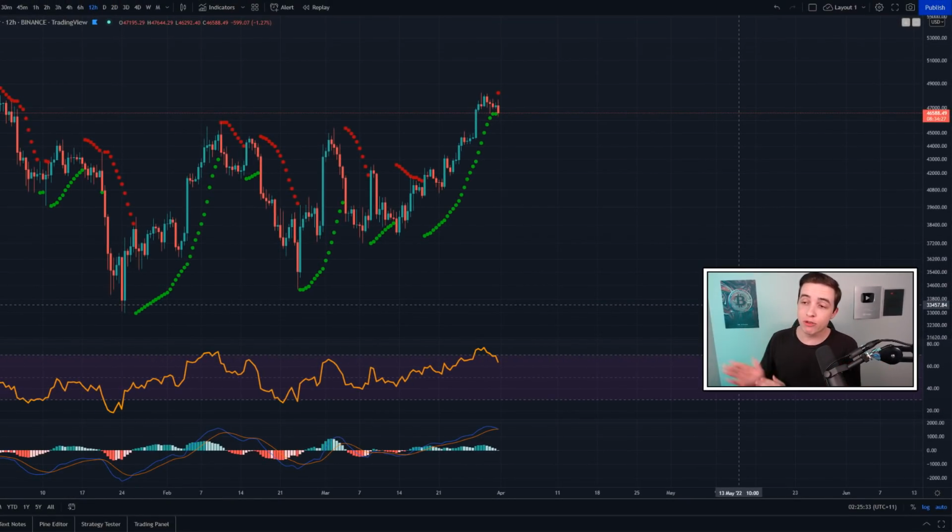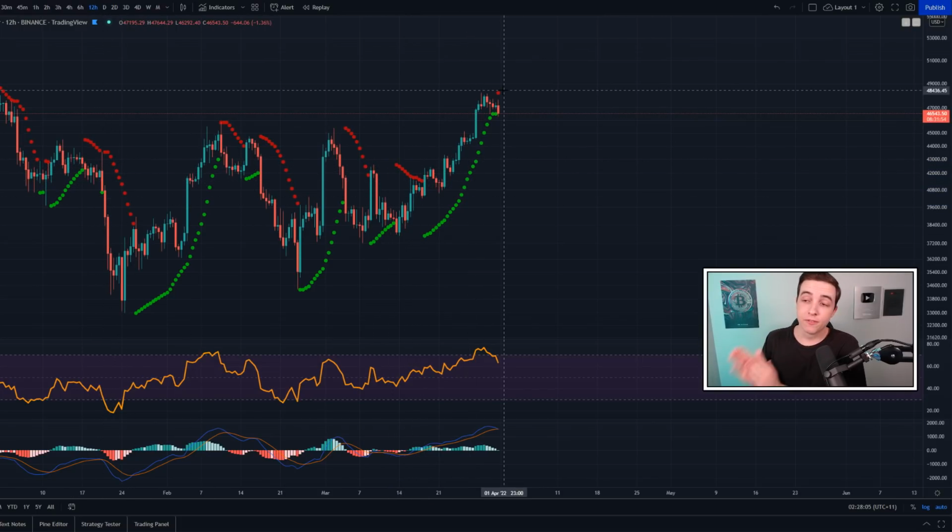My name is Josh, and this right here is the 12-hour Bitcoin chart, and we have just seen the parabolic stopper inverse indicator flip into the red. Technically speaking, this is a short-term bearish signal, but we also need to pay attention to the 12-hour Bitcoin RSI and the 12-hour Bitcoin MACD, because if you're looking at the parabolic stopper inverse indicator by itself, sometimes we do have some false signals here and there.